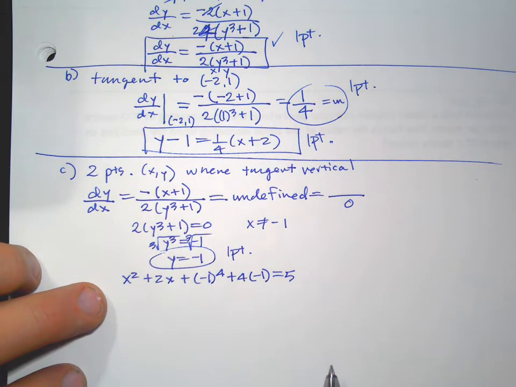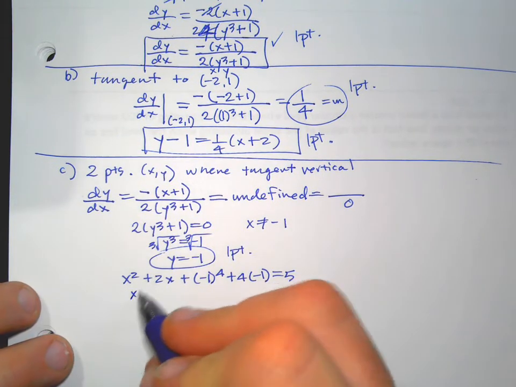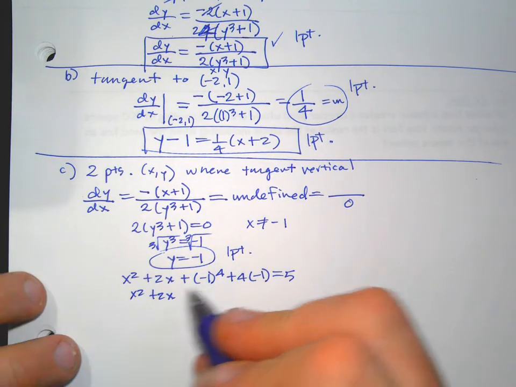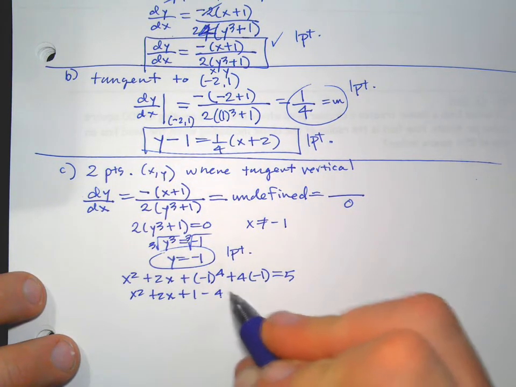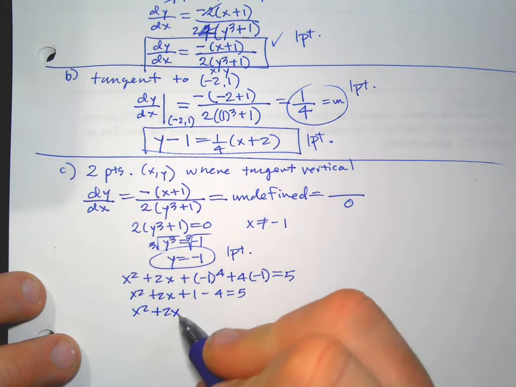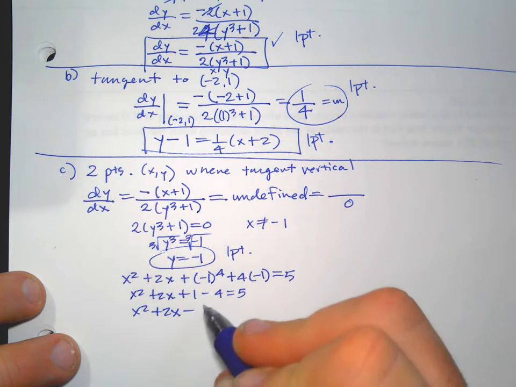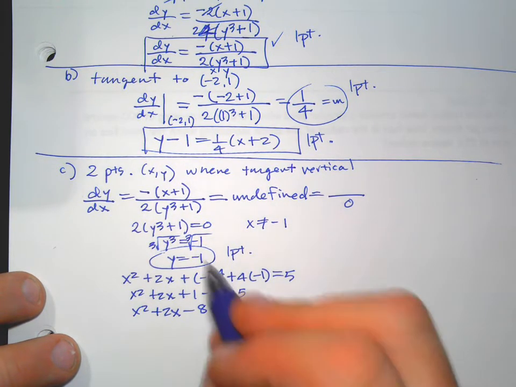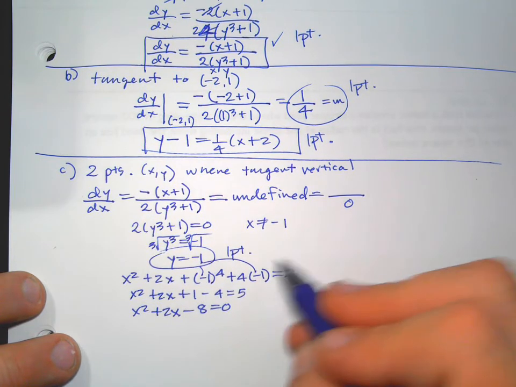So we have x squared plus 2x, and this is going to be +1 minus 4 equals 5. You want to move everything to one side. It's going to be -3 minus 5 is -8 equals 0. And by the way, just substituting y equals 1 into this equation right here, that was worth a point.